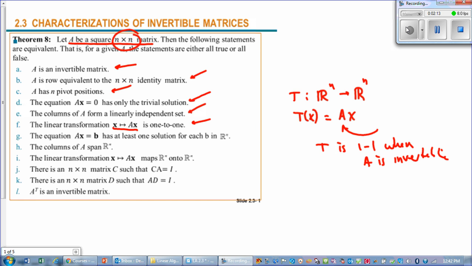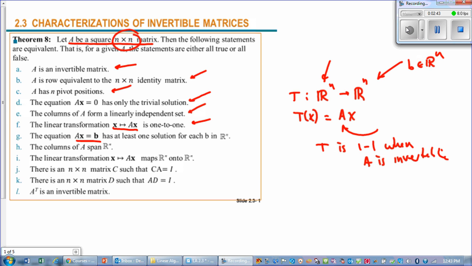The equation Ax equals b has at least one solution for every b. Now that's equivalent to being 1-to-1, because being onto was when you took a vector here, so any b that's in Rn, is there some x over in Rn so that Ax is equal to that b? And that's what this statement G says. The equation Ax equals b has at least one solution for each b in Rn.